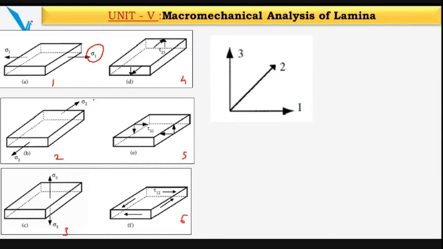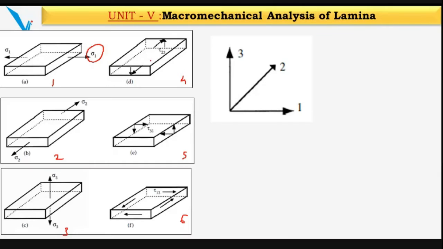Means we'll apply the force only in one direction. So if we apply the force only in one direction, keeping all the other forces at 0, we are inducing the stress sigma 2. Then we'll find out this constant. Similarly, it can be done for the third, where sigma 2 and sigma 1 will be 0, and all shear stress components will be 0.